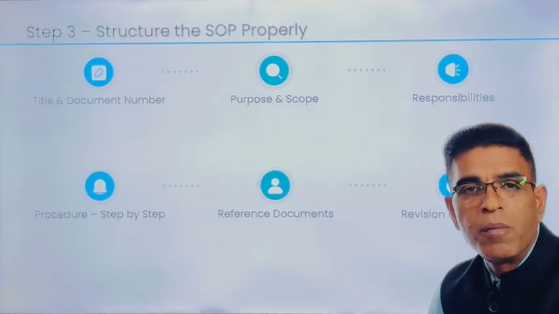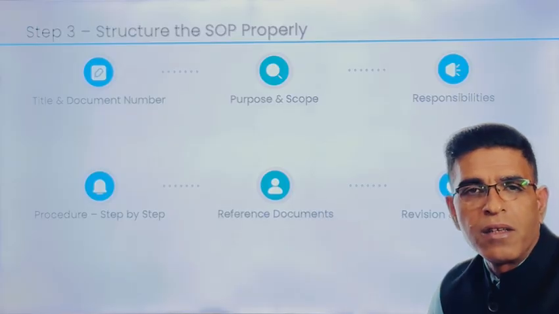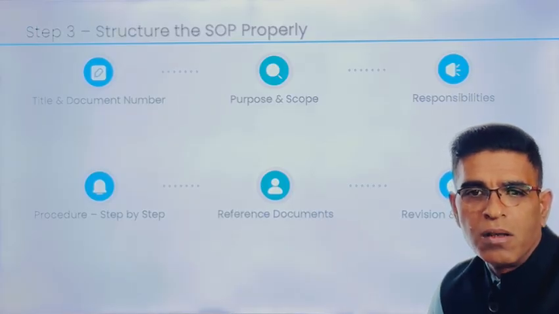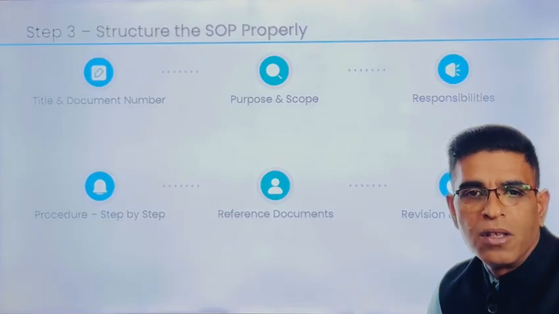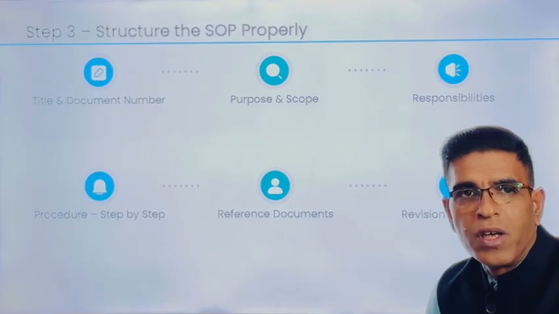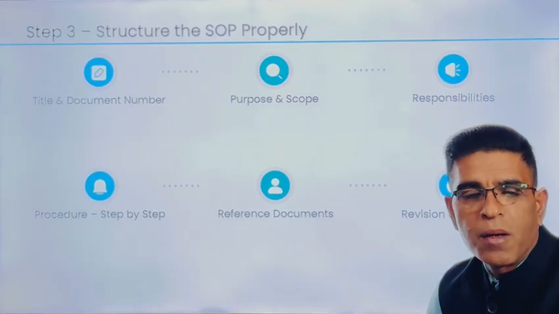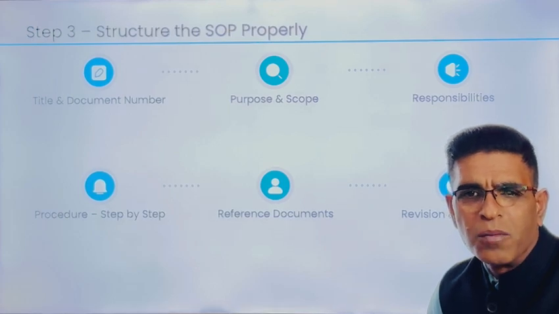Secondly, it should have a purpose and a scope because it defines why and where it's applied. Without this, teams will misuse SOPs across unrelated processes. Number 3, responsibilities. Example, production executes, QA verifies. If unclear, everyone assumes someone else is responsible. Then we have the procedure. It should be step by step, very clear, measurable. Avoid vague terms such as appropriate or as needed.